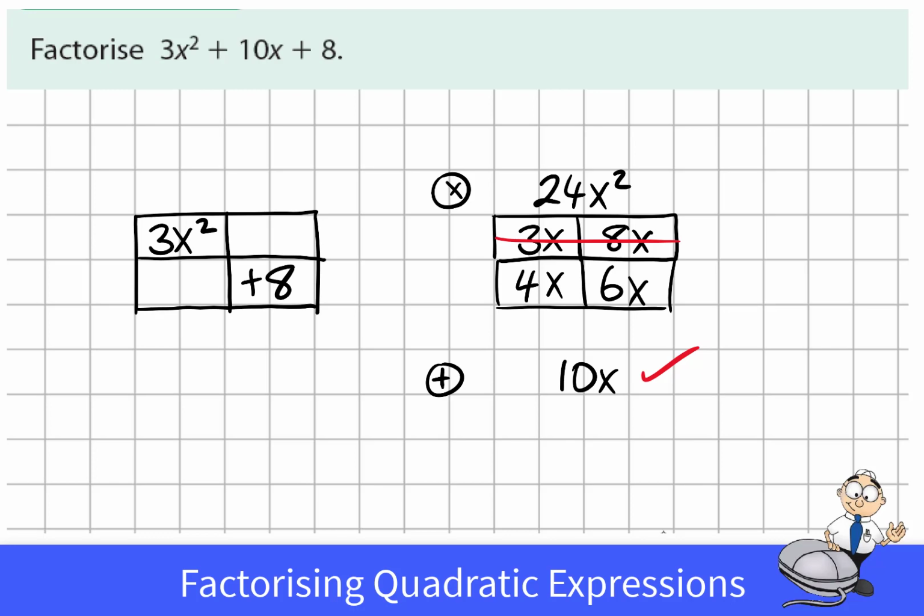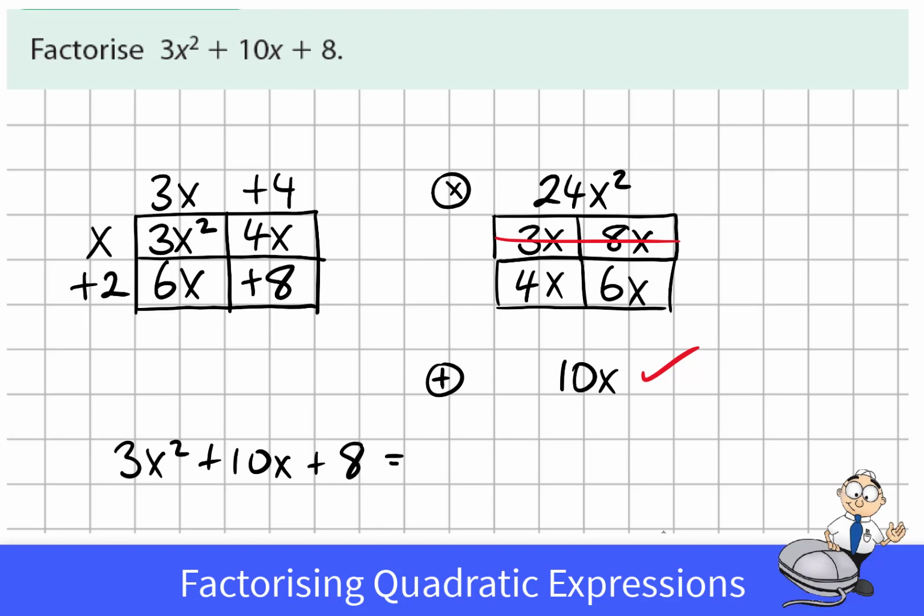It makes no difference where we place the 4x or the 6x into the quadratic grid. We see there's a common factor in the top row. x by 3x gives us 3x squared, and x by 4 gives us plus 4x. 4 goes into 8 2 times, and we also see that two groups of 3x is 6x, so we see that this is correct. So in other words, we could write 3x squared plus 10x plus 8 in factorized form as 3x plus 4 by x plus 2. So this is our solution.